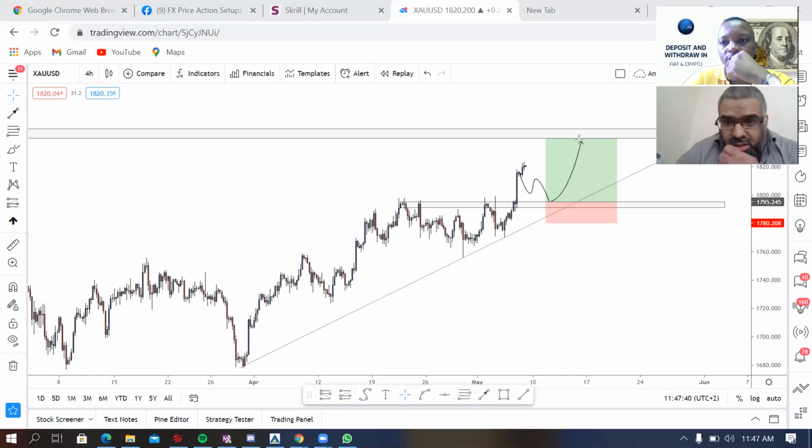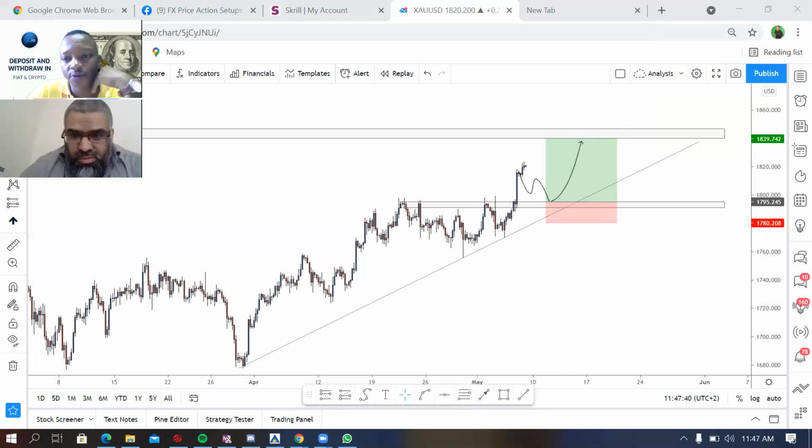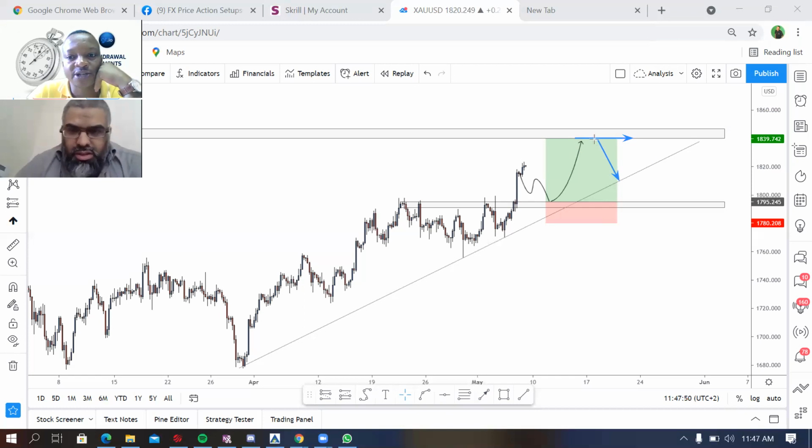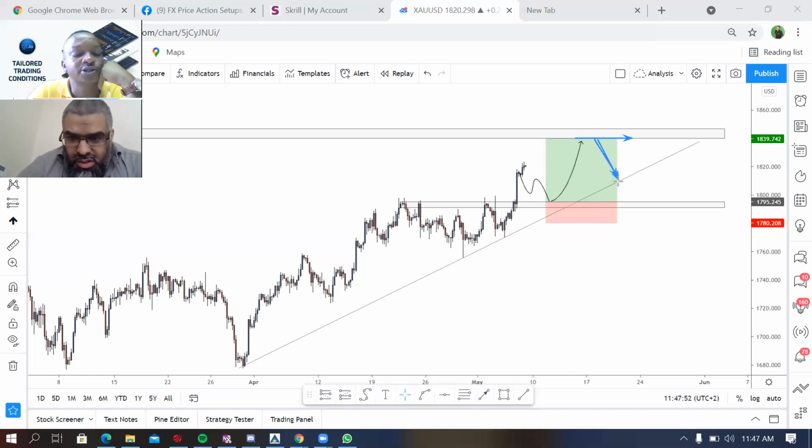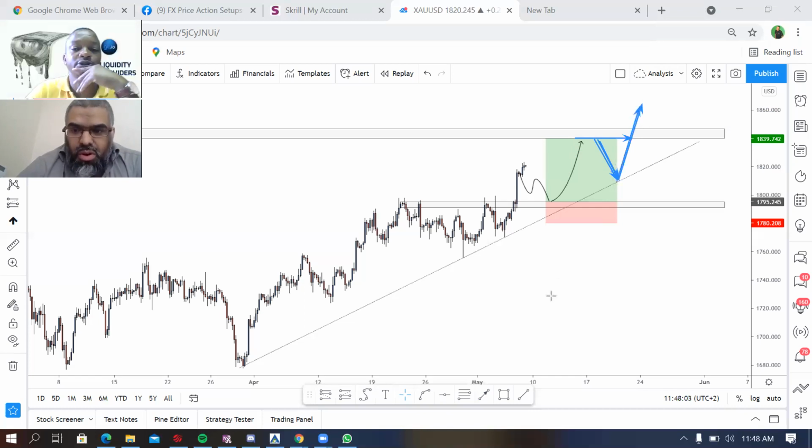1839 here, we cannot sell it here without confirmation. Even if here we anticipate that it's going to go down to this trend line here, we'd rather wait for it again to reach this level, and then we buy it going up. You see?